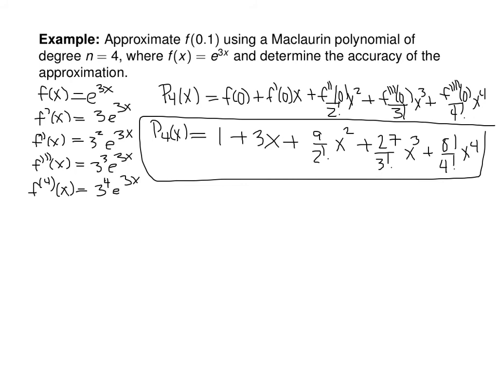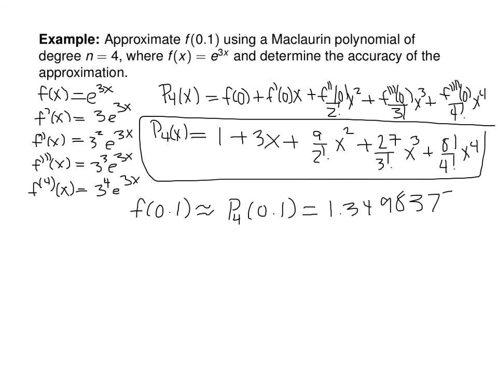And then we are going to estimate f of 0.1, which we'll estimate using p sub 4 of 0.1. And when you plug that in, this is about equal, actually exactly equal to 1.349835.